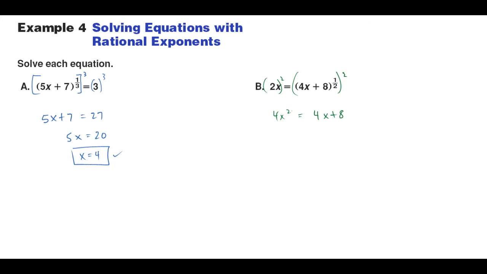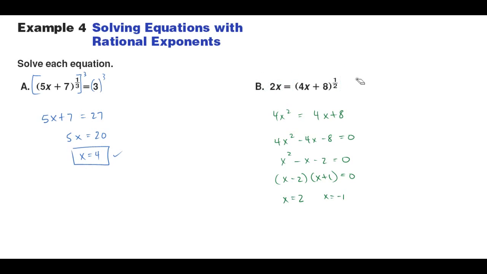And now we just get everybody over on one side. Yuck, 4x squared minus 4x minus 8 equals 0. Ooh, I like that I can factor out a 4 or divide everybody by 4, so let's divide them all by 4. x squared minus x minus 2 equals 0. Factor this bad boy to x minus 2, x plus 1. And find your two answers where x is 2 and x is negative 1.